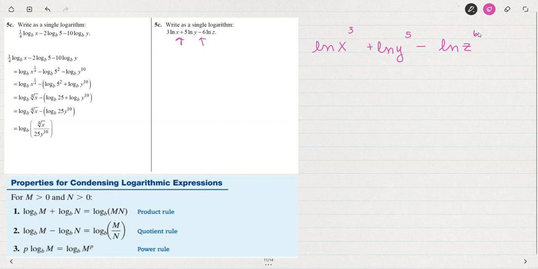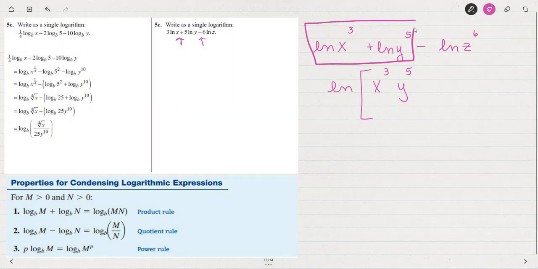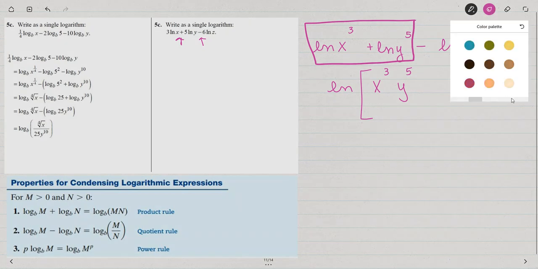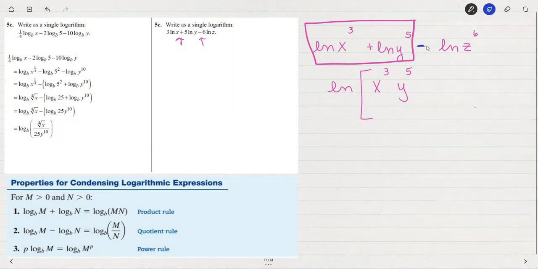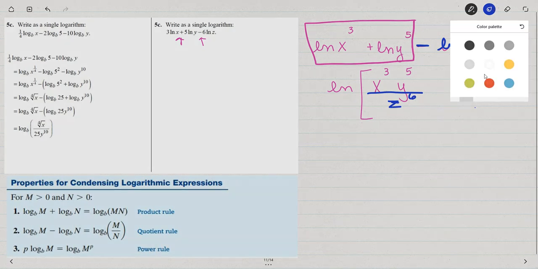That's the first step. And now as I rewrite this as products and quotients, we have natural log of x cubed times y to the 5th, and then for the subtraction, when I do subtract the natural log of z to the 6th, that means the z to the 6th is going to go in the denominator.